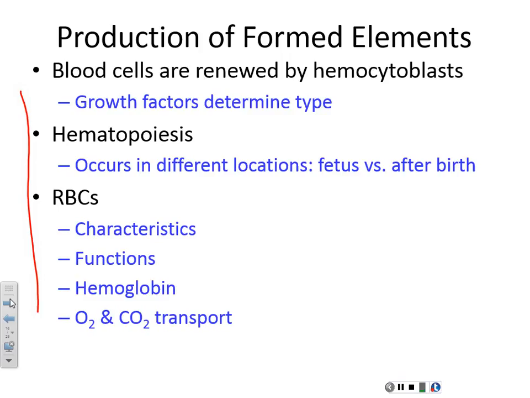Whereas when you're an adult, it's limited to red bone marrow, which is limited to certain bones even. Not all the bones have red bone marrow. Most of the bones have yellow bone marrow, and the red bone marrow starts to get replaced with yellow bone marrow as you get older. Okay, so red blood cells, of course, you should know the characteristics. You've got hemoglobin, they are biconcave, and whatnot.